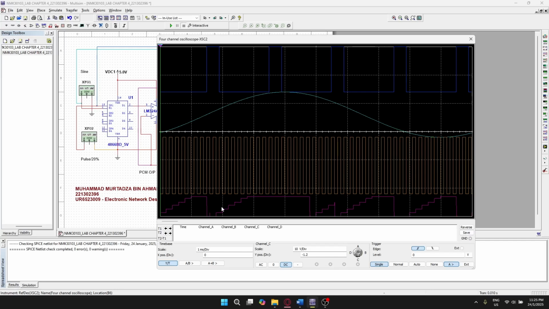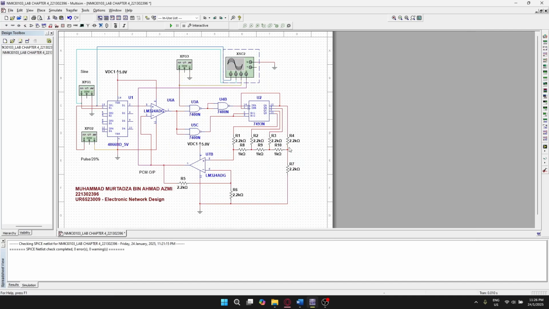The last signal is the pink waveform. This is the quantized signal as it appears to have a staircase-like pattern. Quantization converts the sampled values into discrete levels, which is visually represented by the step-like changes. So that's all from us. The representation of PCM. That's all. Thank you.